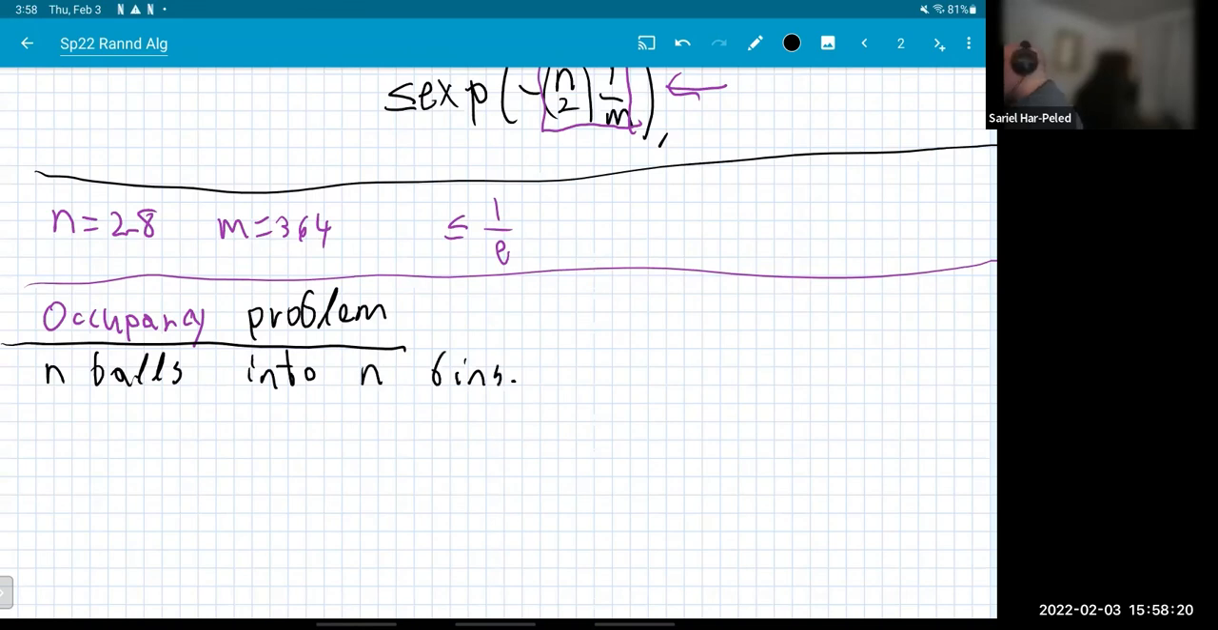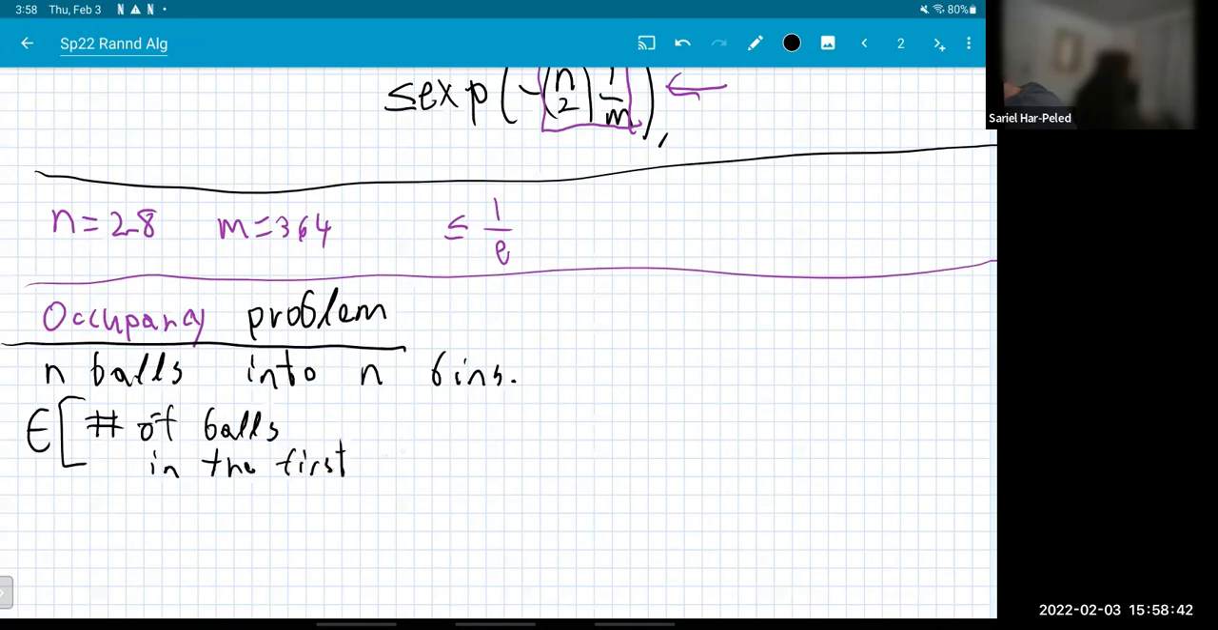A natural question is to ask, for example, if we look at a specific bin, what is the number of balls in the first bin? I'm picking the first bin, but it can be any bin because they're all symmetric. So we are throwing n balls into n bins. On average, we expect every bin to get one ball. So this is the intuitive argument.